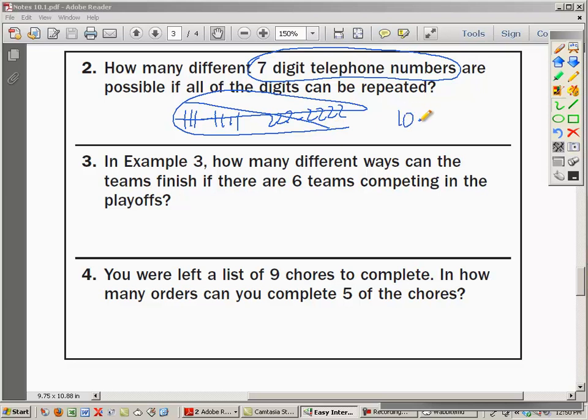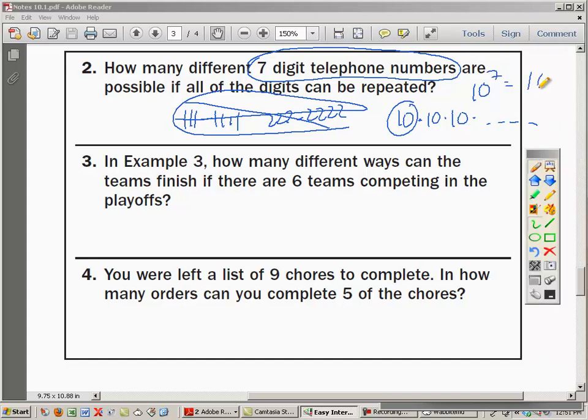So the first digit, you have 10 possibilities. The second digit, you have 10. The third, you have 10, and so on and so forth. So that means there are 10 to the 7th power possibilities. And 10 to the 7th power becomes a 1 followed by 7 zeros. Oh, I ran out of space here. 3, 4, yeah, it ends up being 10 million different phone numbers, all right? 10 to the 7th, whatever that comes out to be, 10 million. And again, that's if numbers can be repeated, all right?